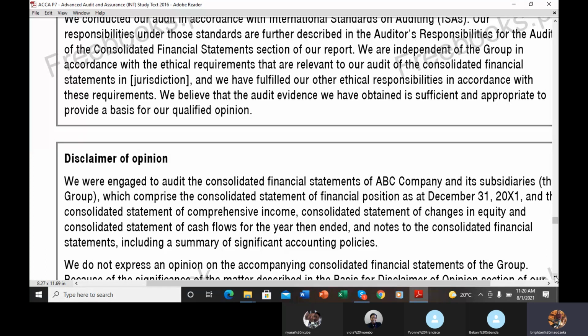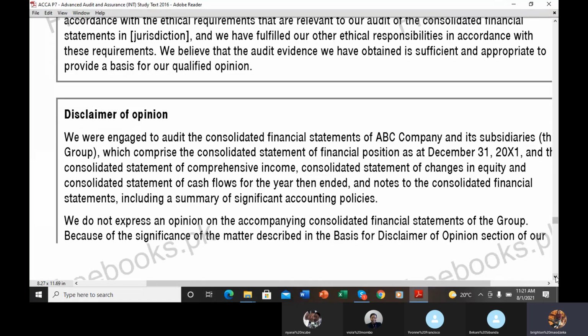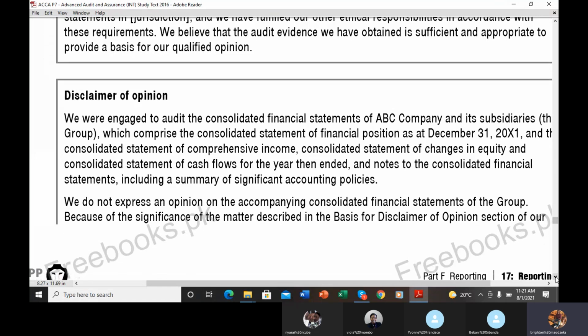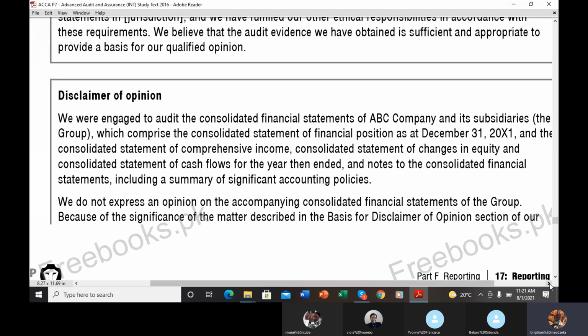We do have what's called a disclaimer of opinion, or disclaimer report. A disclaimer, when you are an auditor, is expressing a disclaimer of opinion. Where we were supposed to write opinion or qualified opinion, now we have to write a disclaimer of opinion.